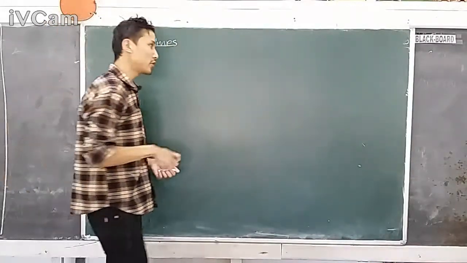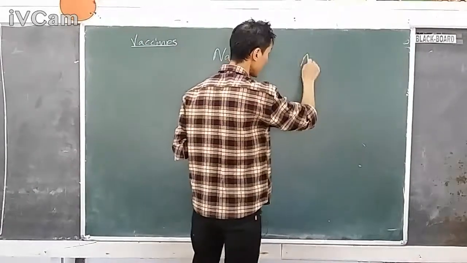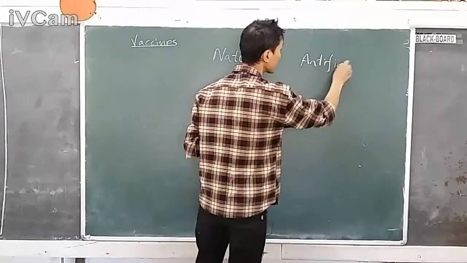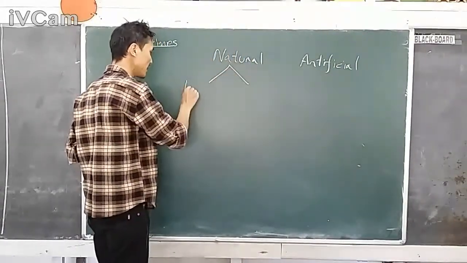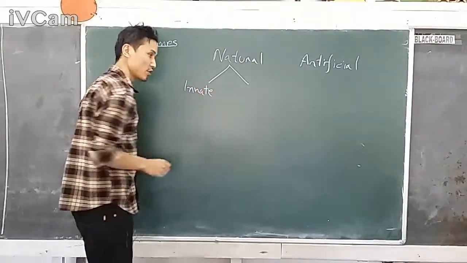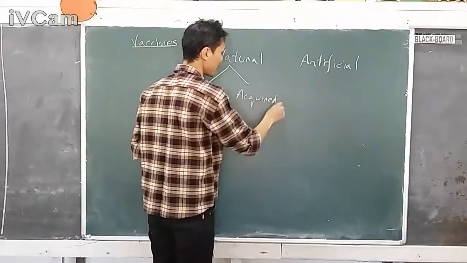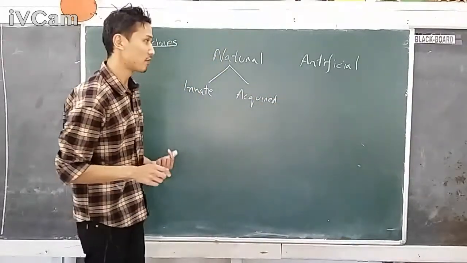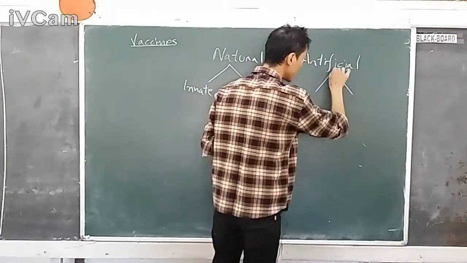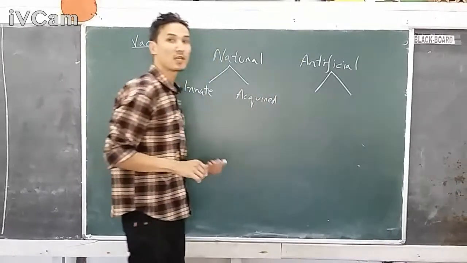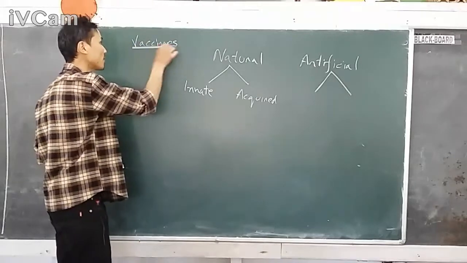When we are talking about immunity, it can be of two types, natural or artificial. Natural can again be of two types: innate, that means the immunity that you are born with, or acquired, which you develop during the lifetime of an organism. Artificial means immunity produced artificially, and one of the main components of providing immunity artificially is vaccines.